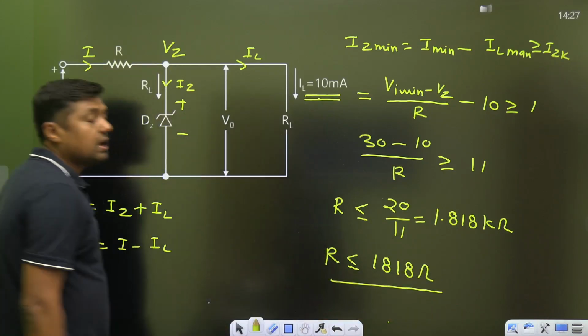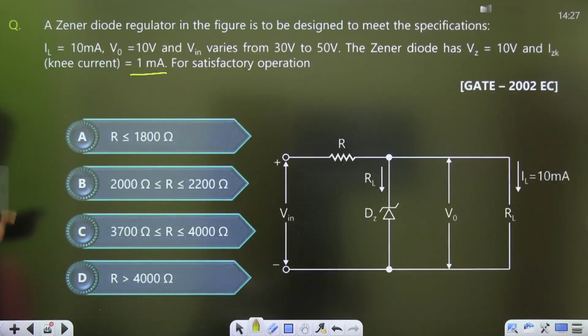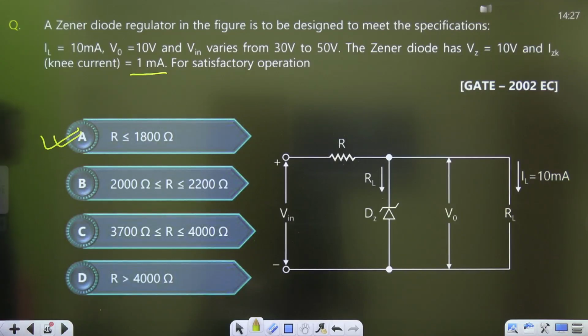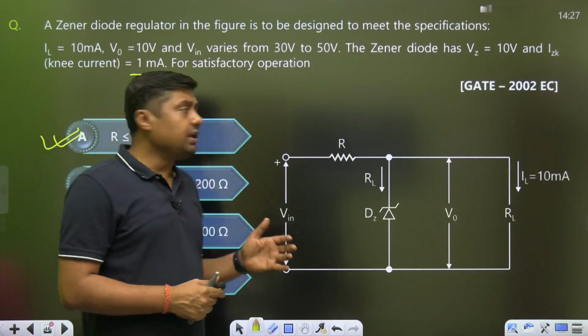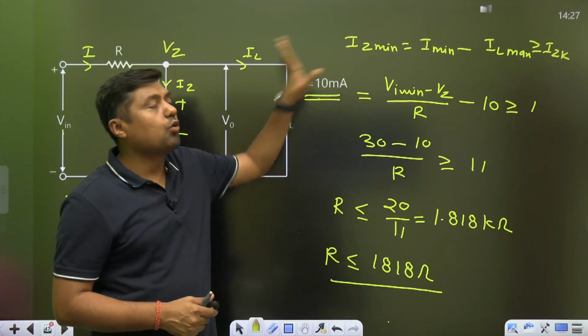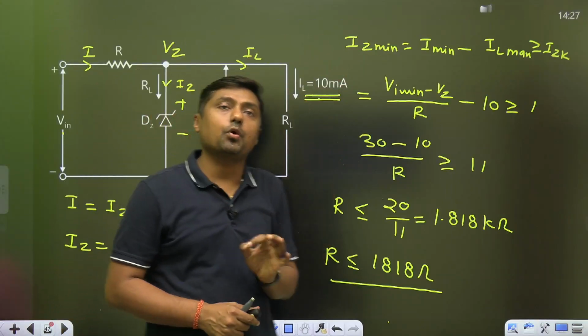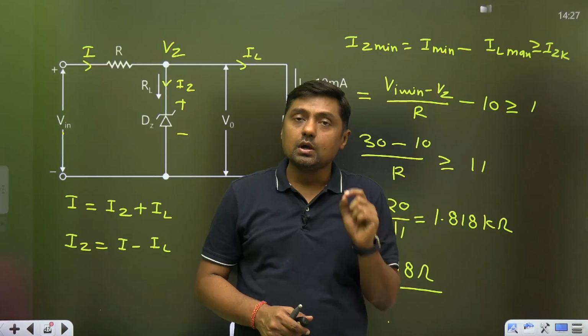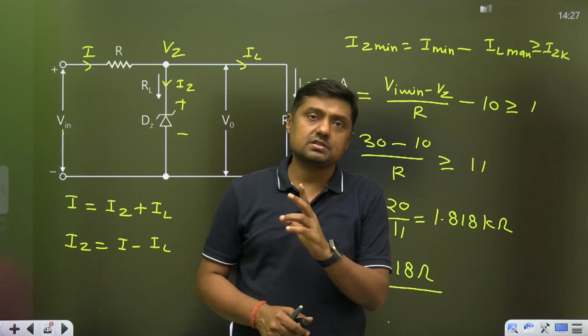Which answer will satisfy this? 1800 ohm. Answer for this question is A. So already in theory I have explained how we are going to get this formula, and this is a very important one. Directly use this formula, you can get direct answer. What is the value of series resistance? Now next question.